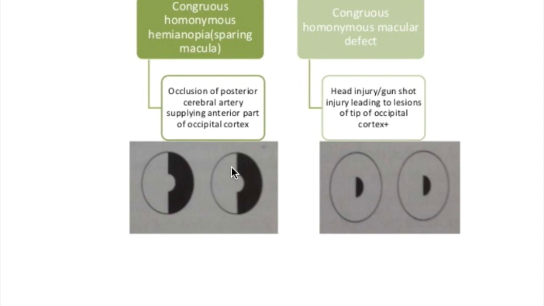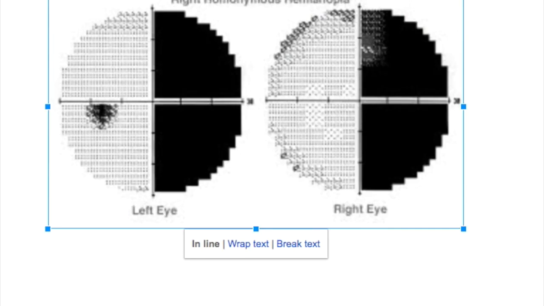Why is there sparing of the macular area? Because the macular area is more posterior, at the tip, and that part is supplied by branches of the middle cerebral artery. So occlusion of the middle cerebral artery produces homonymous macular defects. Can destruction of the occipital lobe produce complete blindness? Unilateral destruction of the occipital lobe does not produce complete blindness. It produces homonymous hemianopia. Only bilateral occipital lobe destruction produces complete blindness.